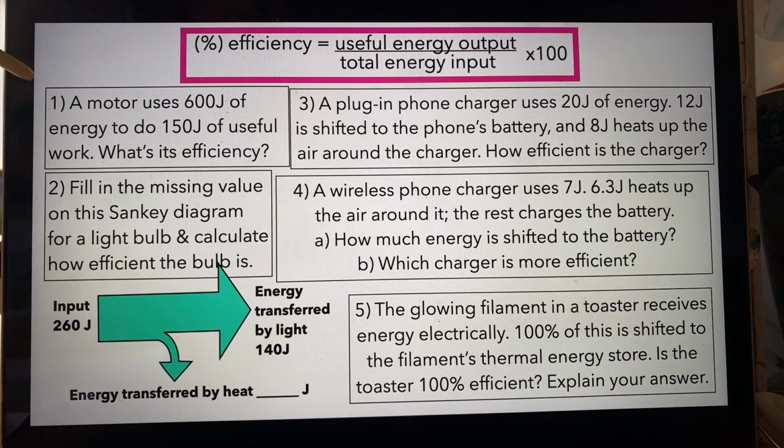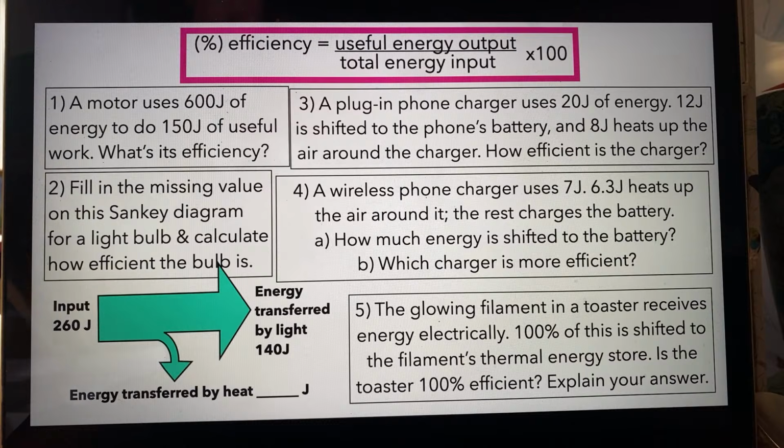Question number 1, a motor uses 600 joules of energy to do 150 joules of useful work. What's its efficiency? So a motor has an input of 600 joules of energy, but it's only doing 150 joules of useful work. So how efficient is it? You might be able to do that without a calculator if you like numbers. Or you can use the equation. There's no points for not using a calculator in physics exams.